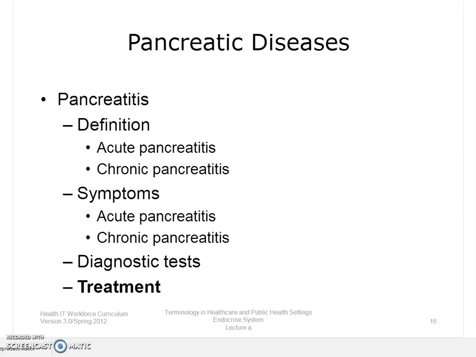Treatments for acute pancreatitis include intravenous fluid, antibiotics, pain medication, and therapeutic endoscopic retrograde cholangiopancreatography, or ERCP. Treatment for chronic pancreatitis may require the patient to be hospitalized for some of the same treatments, such as IV fluid or pain management. In addition, these patients may require nutritional support with nasogastric feedings.